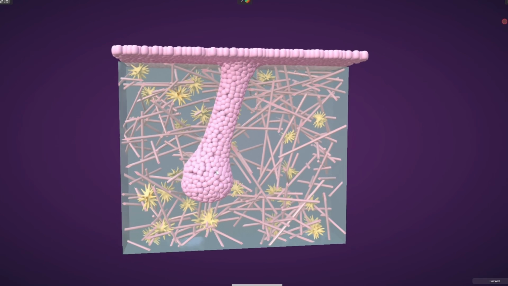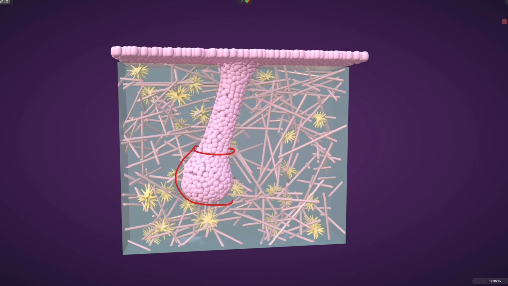Now the lower end of this hair peg dilates to form the hair bulb. This lower dilated, bulb-like structure is called the hair bulb. This hair peg is actually the precursor of the hair follicle, which will form the hair, the shaft of the hair.